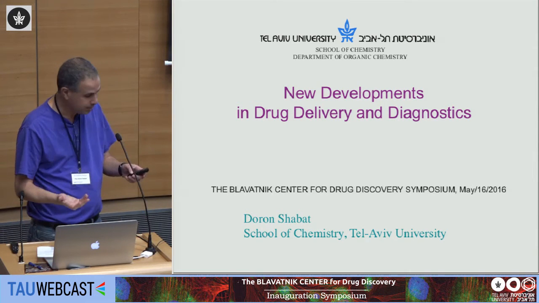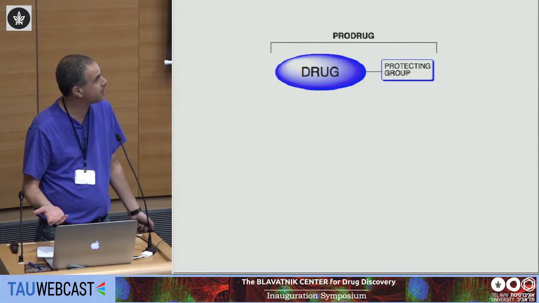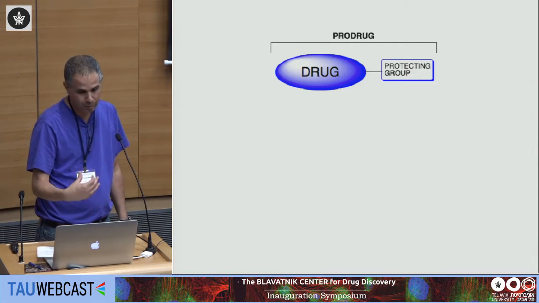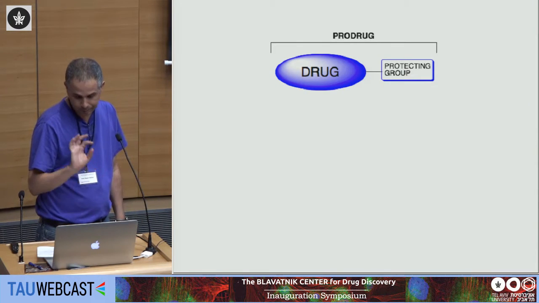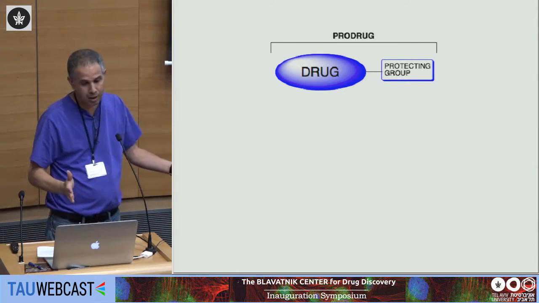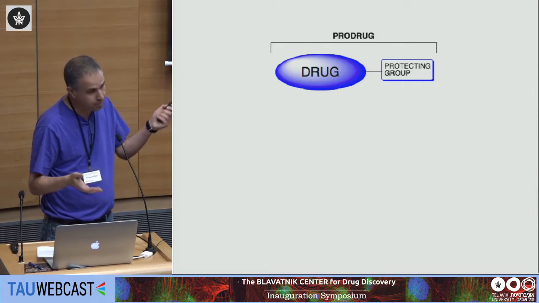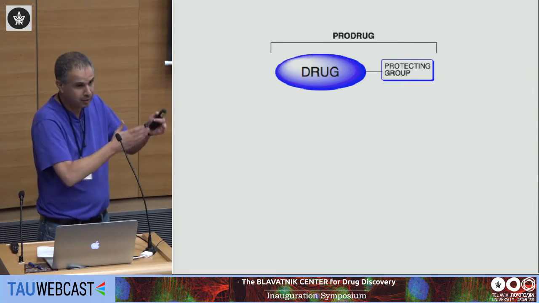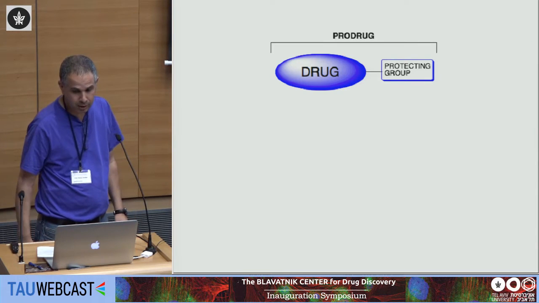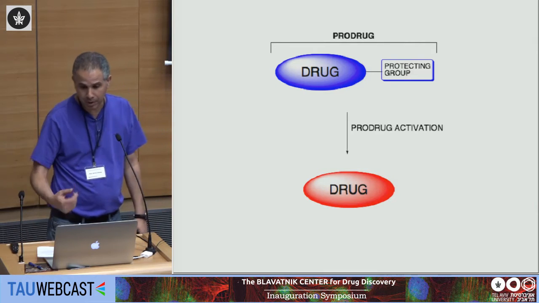So let's start with maybe the most simple drug delivery system that exists, which is a prodrug. From the point of view of a chemist, a prodrug is a drug molecule that has been modified, usually by what we call a protecting group. And if you remove this protecting group, you actually release the active moiety, the parent drug.